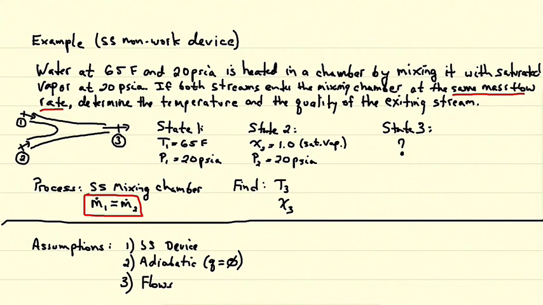And since we're not given any details of that information, and we certainly wouldn't expect it with it being a mixing chamber, that's not what a mixing chamber is meant to do, we can only assume that P3 is equal to P1 and P2, right? So the flows all have the same pressure. That's one of our typical assumptions for a mixing chamber.